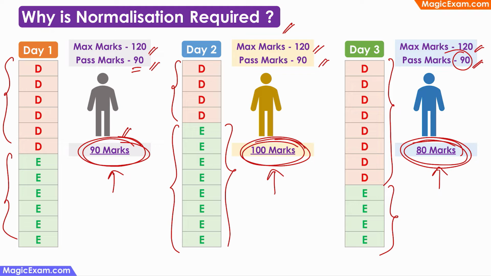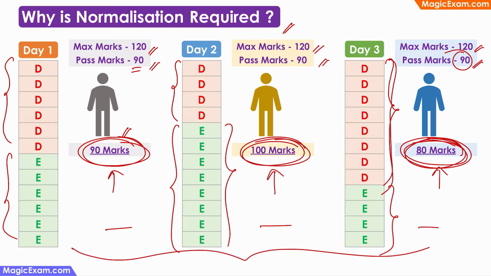Whereas the third person, who is of the same caliber and the same capability as person 1 and person 2, scores fewer marks because the paper was difficult. Right? So he did not pass the exam. So now, to make sure that this sort of irregularity doesn't occur, and to balance the performance of these three different candidates, that is where normalization is used.